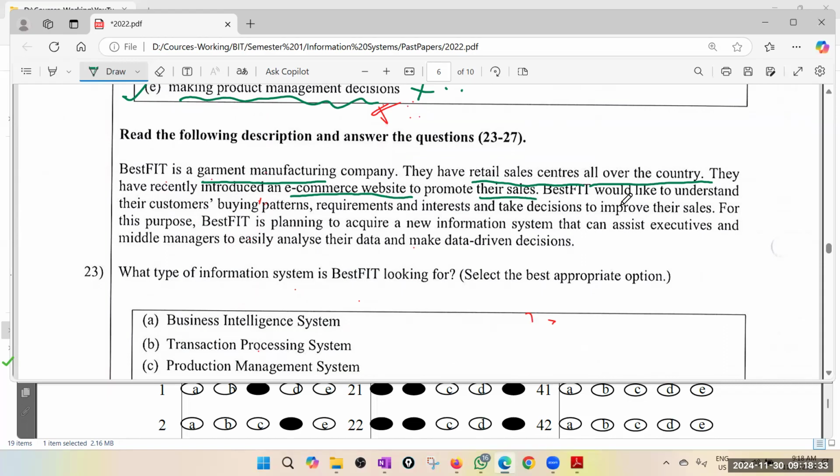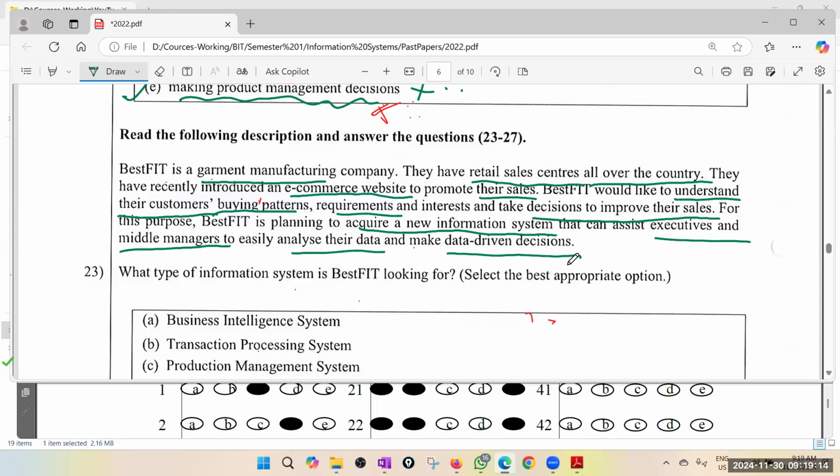Best Fit would like to understand their customers. That means they need some feedback from customers, buying patterns, requirements, and interest to take decisions to improve their sales. For this purpose, BestFit is planning to acquire a new information system that can assist executives and middle managers. That means the top management and the middle management. Easily analyze their data and make data-driven decisions. So it's more sort of a decision support system, it looks.